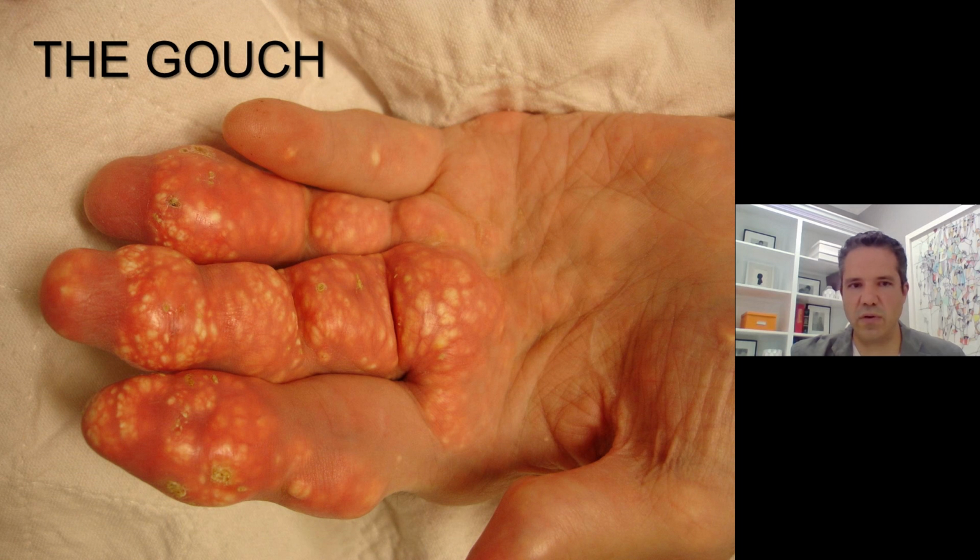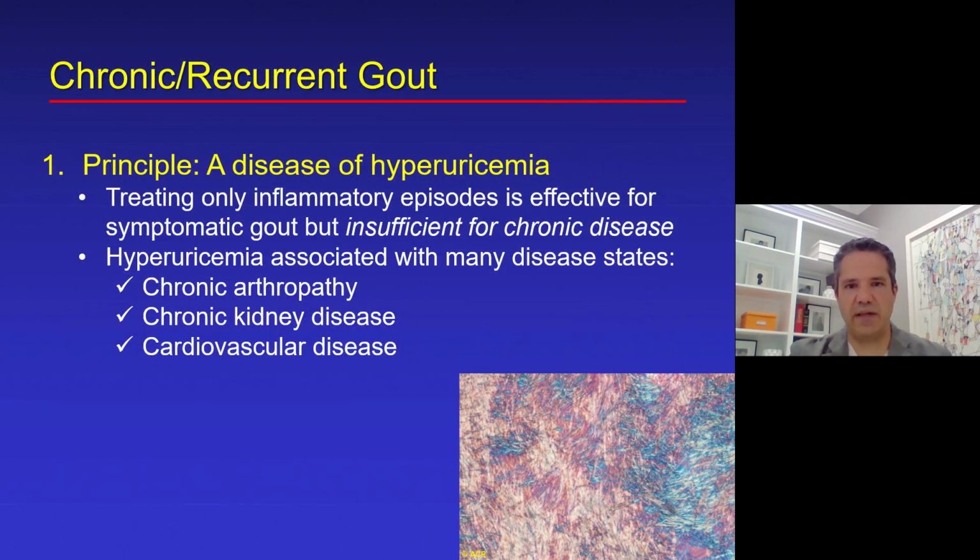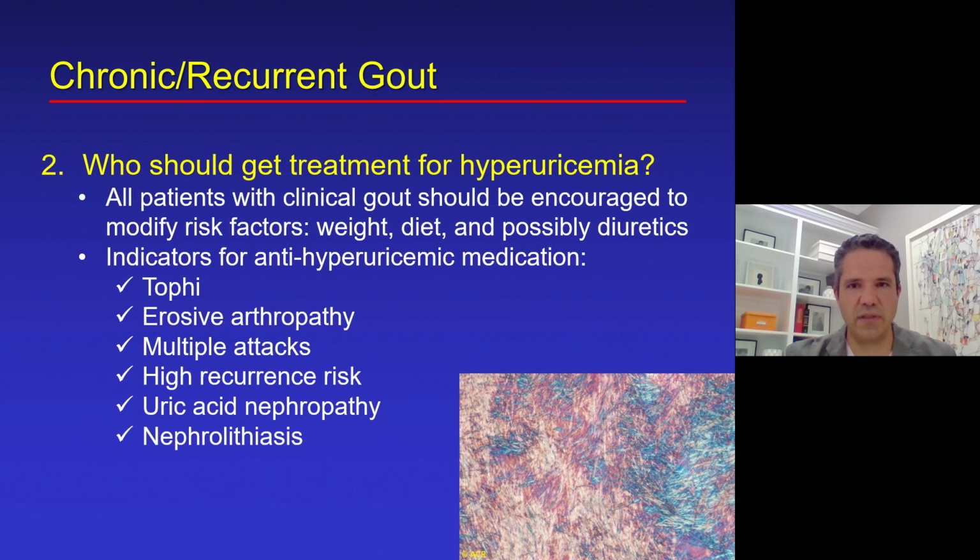So sometimes you get patients who come in with this, like the gouch, and they clearly have a much different status of chronic hyperuricemia, where they can get an arthropathy. It can be associated with chronic kidney disease. There are questions about cardiovascular disease as an association of hyperuricemia. And so patients, we will consider urate lowering therapy in patients where they've maximized their modifiable factors as much as is reasonably possible.